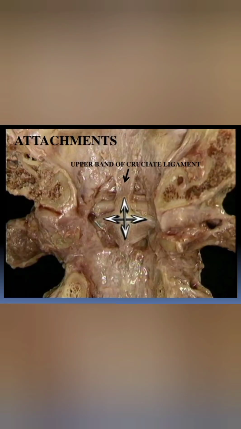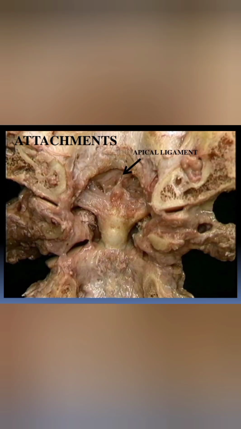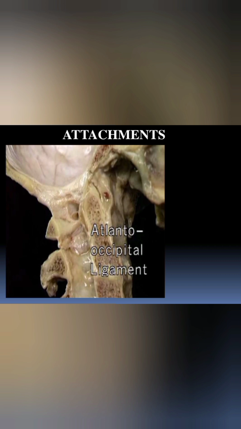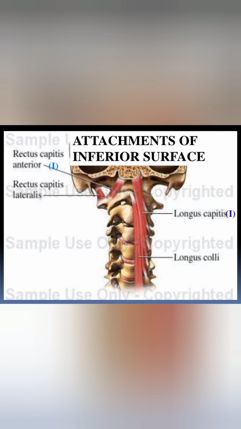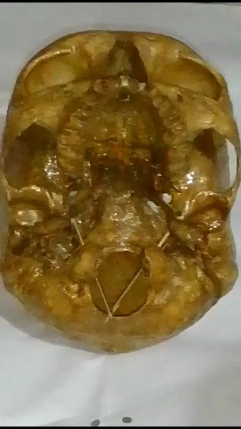Deep to it, there is the attachment of the superior band of the cruciate ligament. Next, there will be attachment of the apical ligament from the odontoid process to the superior surface of the basilar part. Near the posterior margin of the superior surface, there will be attachment of the atlanto-occipital membrane. Inferior surface has a pharyngeal tubercle, which gives attachment to the superior constrictor of pharynx and pharyngobasilar fascia. Inferior surface also gives attachment to rectus capitis anterior muscle.